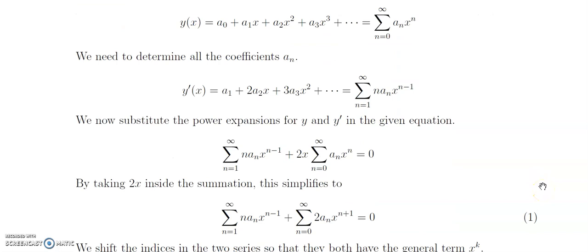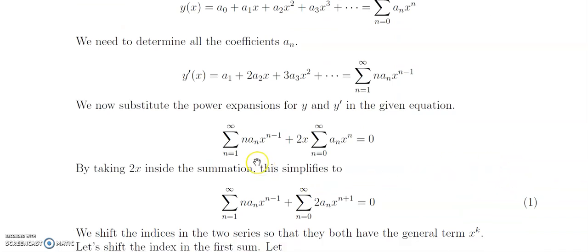So substitute y prime and y into the equation, and we get this equation. That's y prime plus 2xy. Now we multiply by 2x inside the sum. So the first sum is copied, and the second sum is written as the sum as n goes from 0 to infinity of 2 a n times x to the n plus 1. Again, 2x times a n times x to the n is 2 a n times x to the n plus 1. So this is equal to 0.